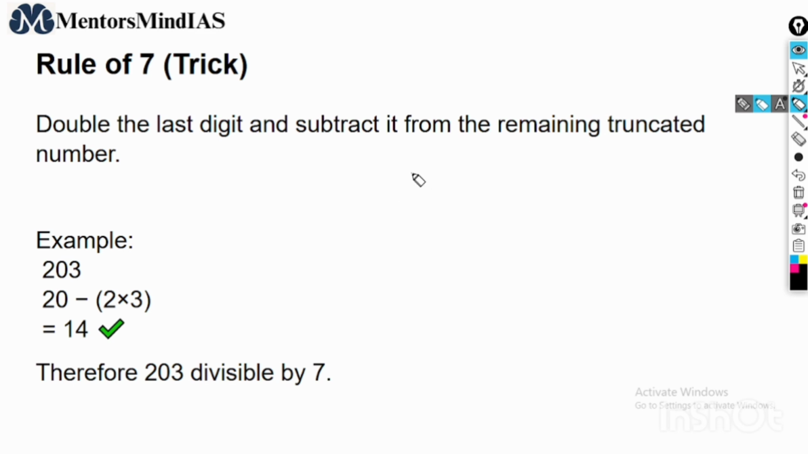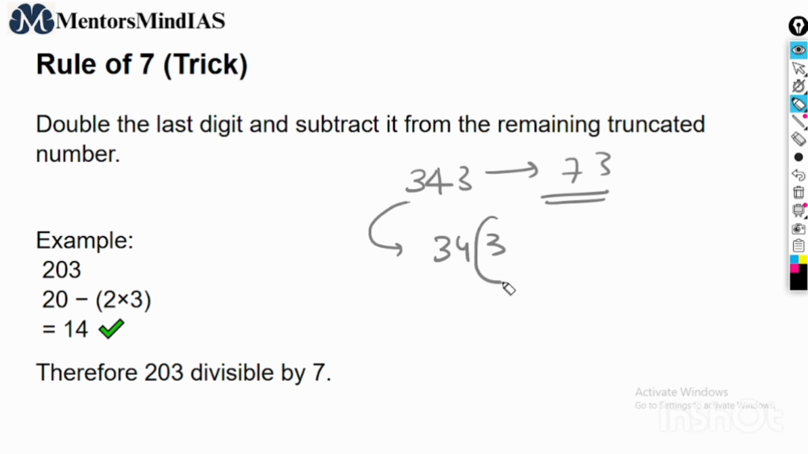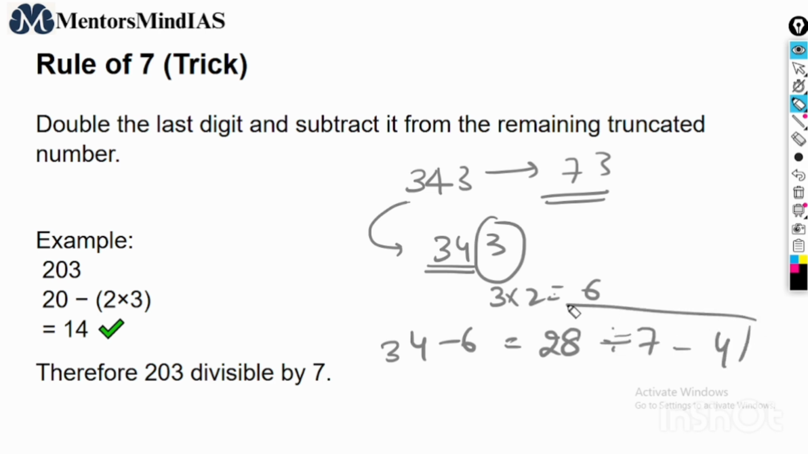Now, let us take another example. For example, 343. This is 7 cube, so I know it is already divisible by 7. In this case, again 343, you have to take the unit digit and double it. 3 into 2, which is equal to 6. And now the remaining number, 34. 34 minus 6 is equal to 28, which is divisible by 7. 7 into 4 is 28. Therefore, 343 is divisible by 7.